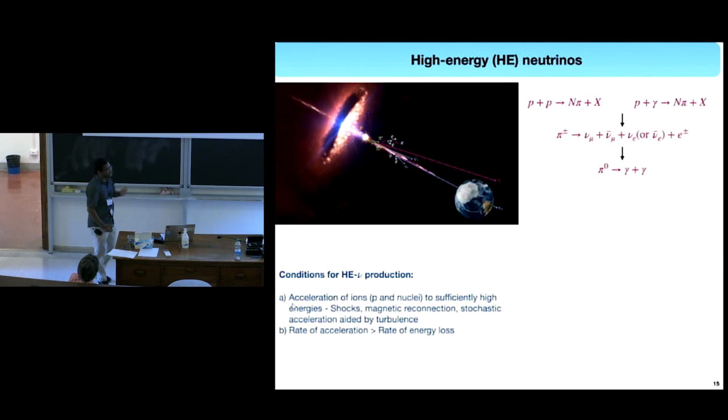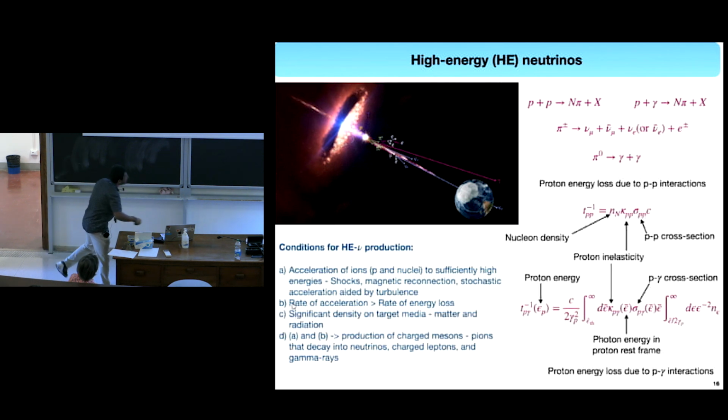So what are the conditions? Firstly, because you need to accelerate the proton or the hadron in this particular case, you need an environment where this particle acceleration can happen through, for example, shocks, magnetic reconnection. You can have turbulence leading to stochastic acceleration or phenomena as such. Next, you need the rate of acceleration to be greater than the rate of energy loss. Else you can accelerate them as much as you want, but they lose energy and you basically have nothing.